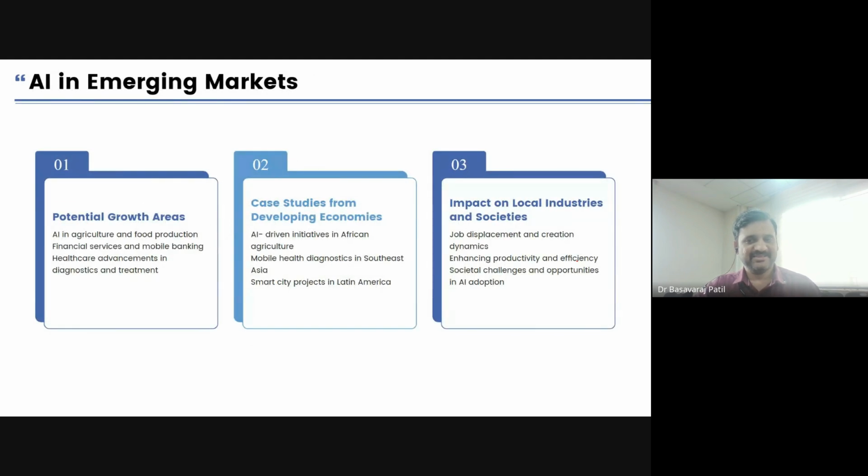And in the market, to have potential growth, there are AI-based case studies in agriculture. In African countries, they have already integrated AI-driven applications and initiatives for improving their agriculture. Even India is an agricultural backbone country. We can have a lot of applications driven by AI for the betterment of agriculture, the health sector, and building smart cities that will be automated.